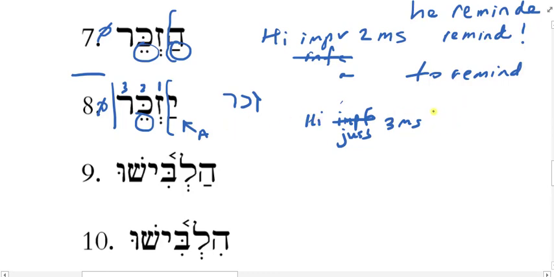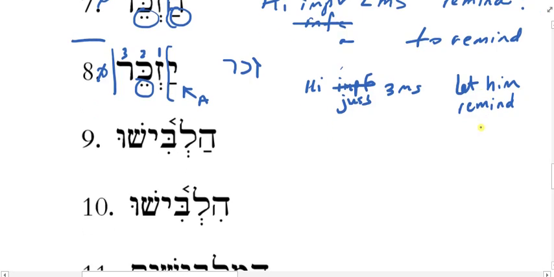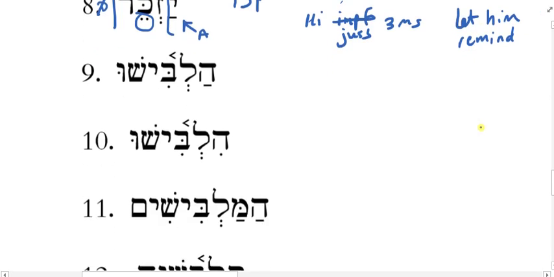So Zachar in the Hifil means to remind, right? So how would I translate this as a jussive form? Let him remind. Or if I use the "may" translation, may he remind someone of something. Okay? All right. Let's look at number 9 real quickly.